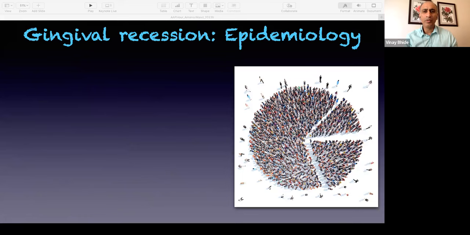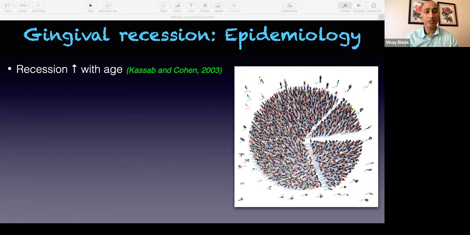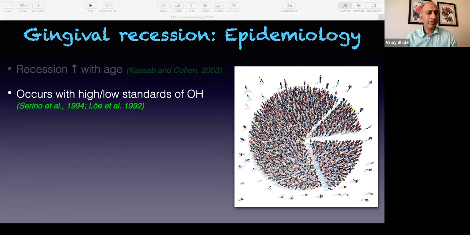So just a broad overview of the epidemiology of gingival recession. We know that recession increases with age in the population. We've all heard the expression "getting long in the tooth." Well, that refers to gingival recession. We know that the proportion of people that have recession that are under the age of 50 or 60 is much lower than people that are above the age of 60, 65. And we know that recession affects everybody, whether you have high standards of oral hygiene or low standards of oral hygiene. We just know that the pattern of recession, depending on whether you have good oral hygiene or poor oral hygiene, may be a little bit different.